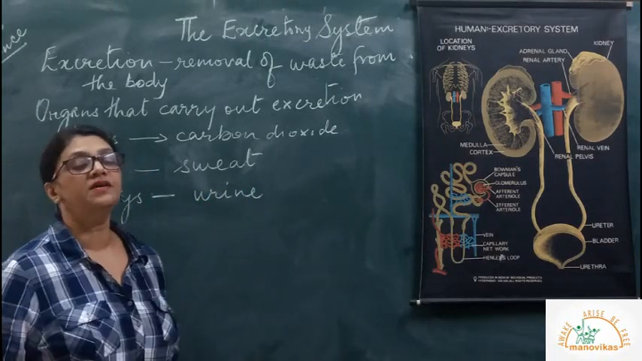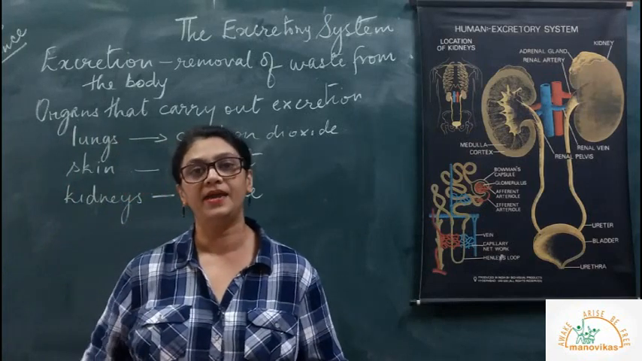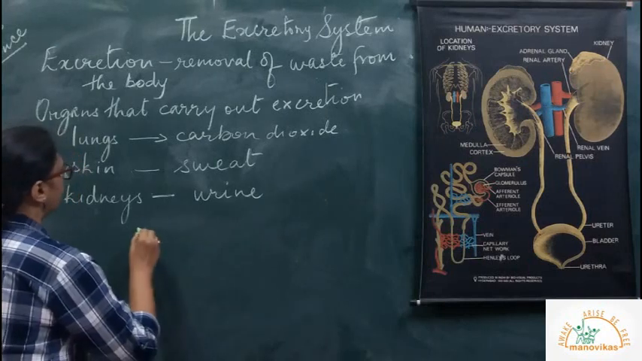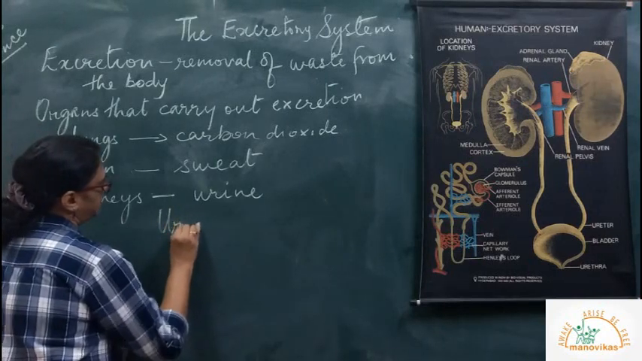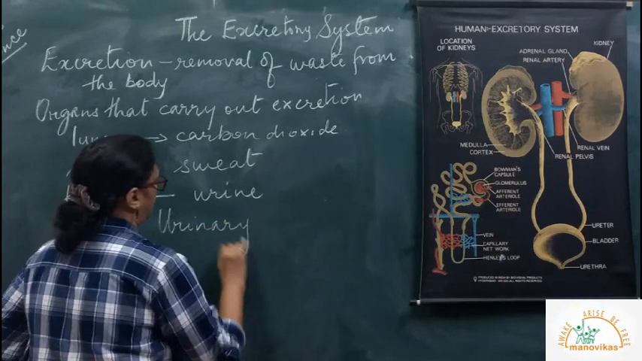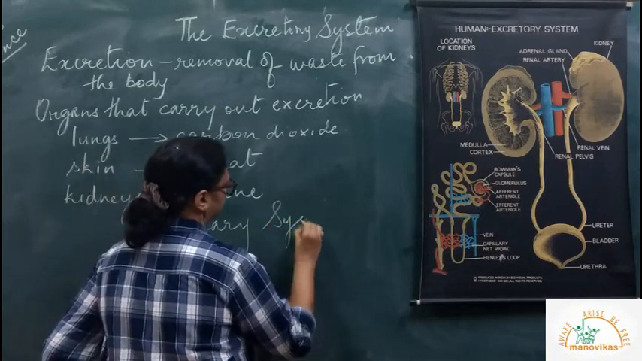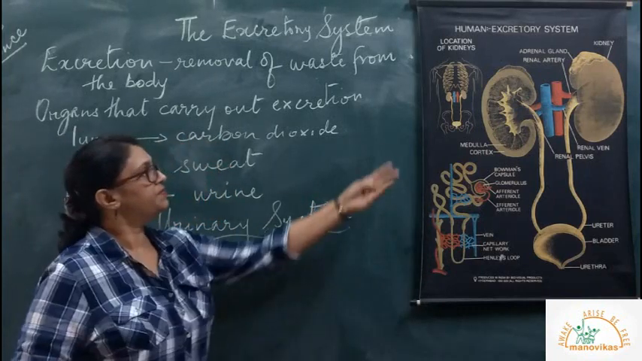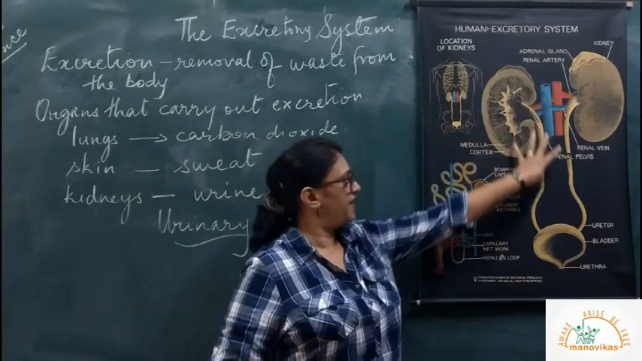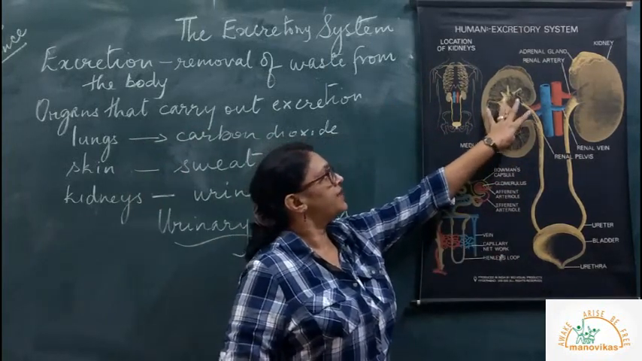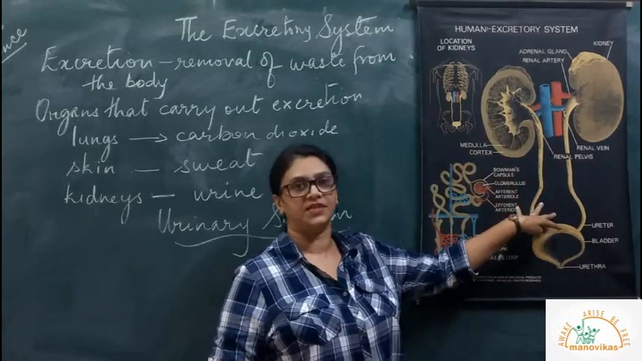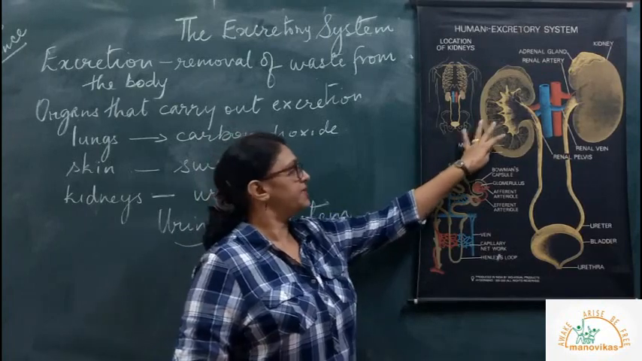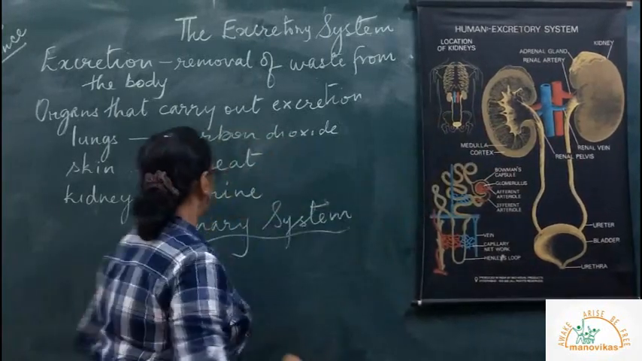Now, it is the urinary system which is the main excretory system that we are going to study about. I have a picture here. This is the excretory system that we are going to study about today. Now, the urinary system is made up of first the kidneys.